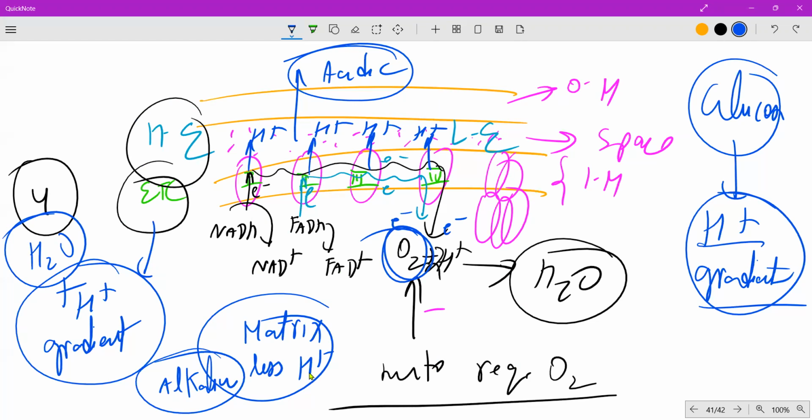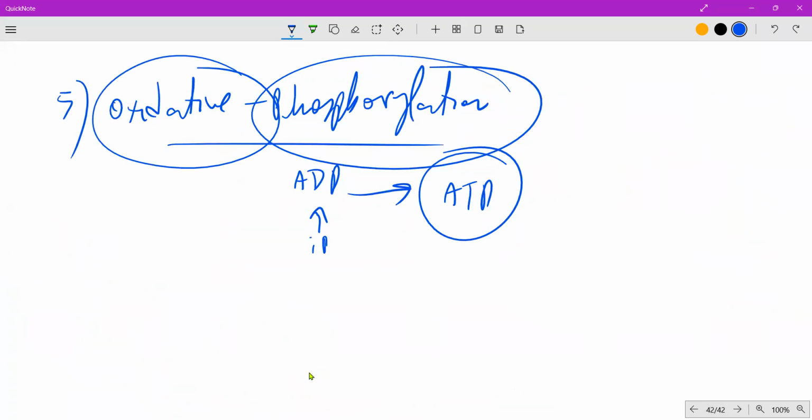Second, because the ETC oxidizes reduced coenzymes. NADH is being oxidized, FADH is being oxidized, and their oxidation is linked to ATP synthesis. So I can call it oxidative phosphorylation. Something is being oxidized and we are getting phosphorylation done, so we get ATP. What is the end result of oxidative phosphorylation? The synthesis of ATP.